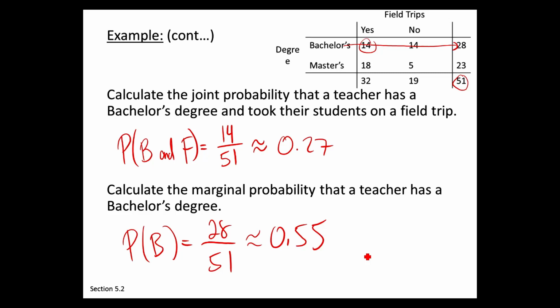I think we're going to revisit this example. Any questions on that? Joint just means two events happen at the same time. Margin means it's only looking at one particular event, and you're looking at the totals if you're looking at the marginals.